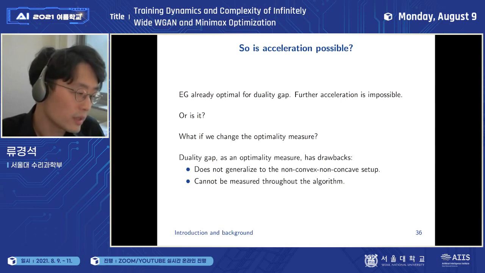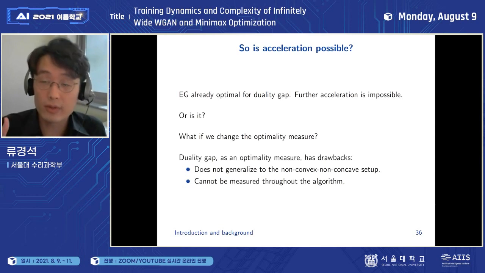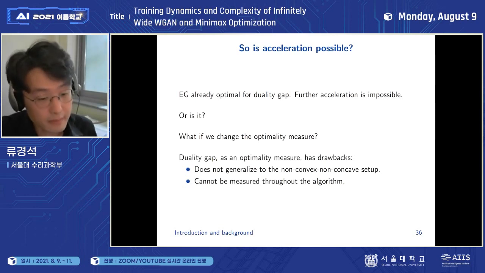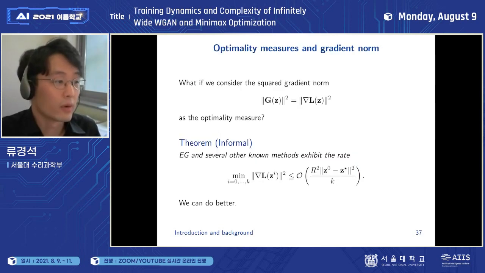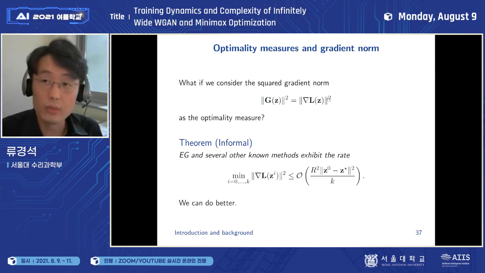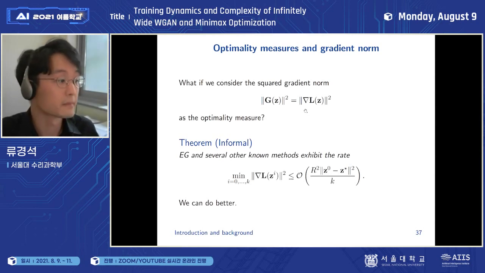Furthermore, the duality gap is not something that can be measured throughout the algorithm. When you execute the algorithm, you want to have some quantity that you can look at to make sense of how much progress you're making. The duality gap does not offer such a measurable quantity. Therefore, we can consider the squared gradient magnitude of our loss function as the optimality measure. This squared gradient magnitude is something we can measure throughout the execution of the algorithm, and it does generalize meaningfully to the general non-convex, non-concave setup.